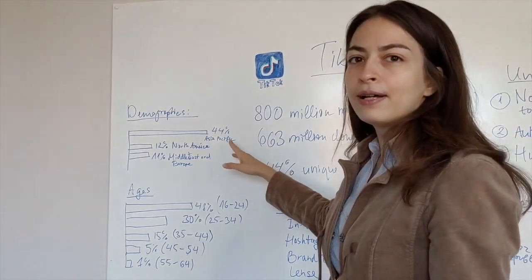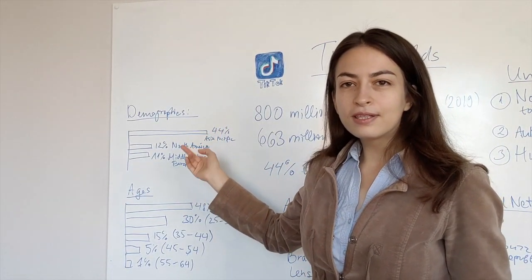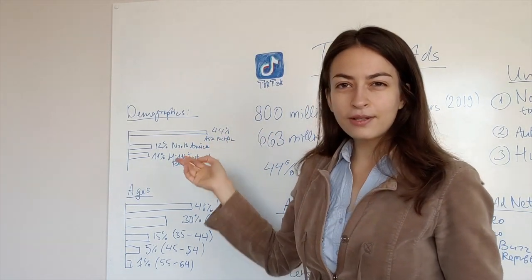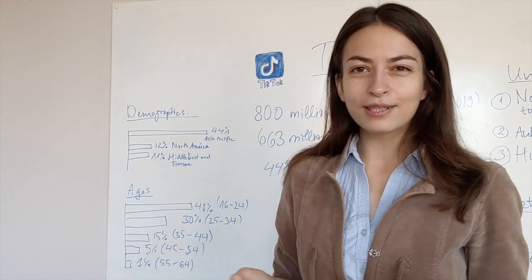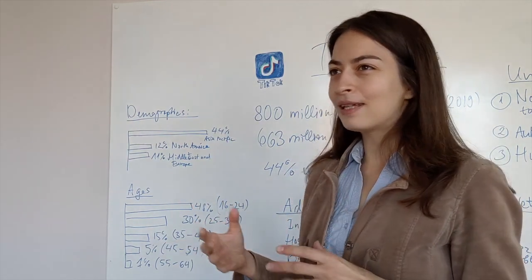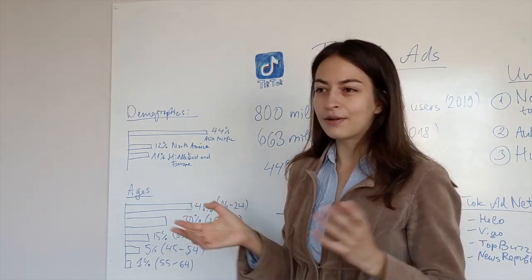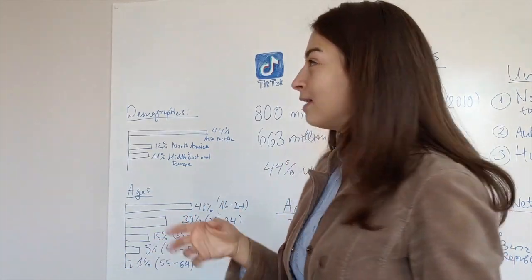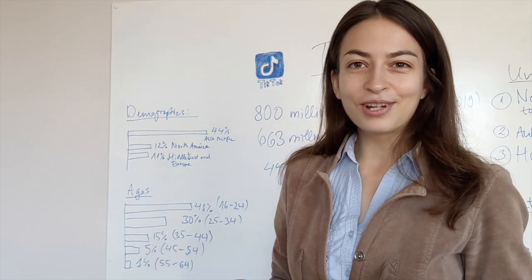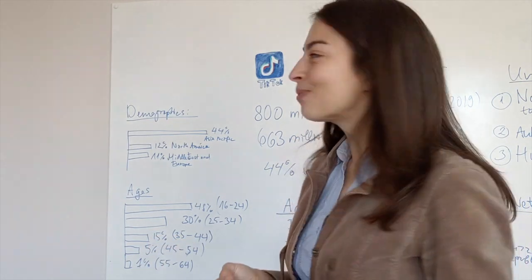So here we have 44% of the audience in Asia Pacific, 12% in North America, but still a lot of interest from marketers, mainly from marketers rather than from teenage audiences. But I know that America is kind of always on what's coming new. And this is not an American app, this is a Chinese app. So it's getting a lot of attention and a lot of suspicion as well.